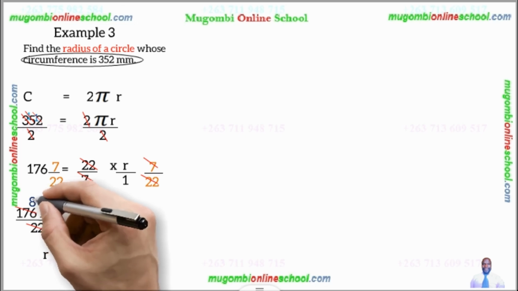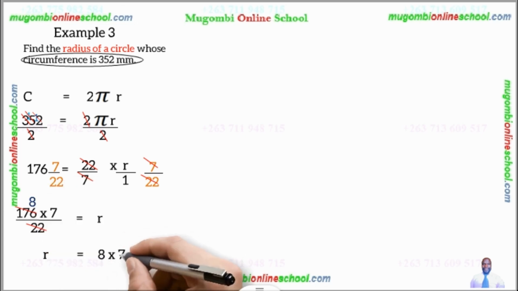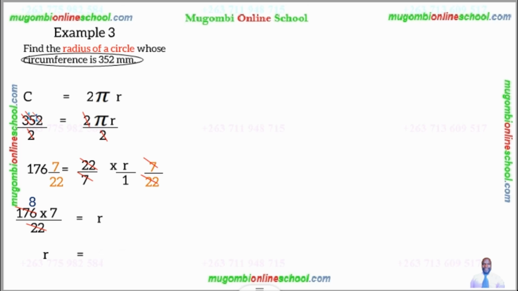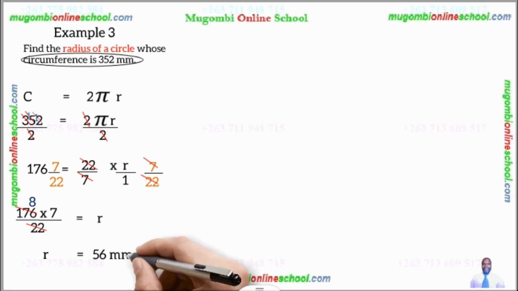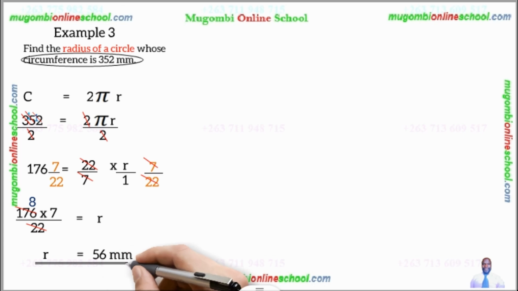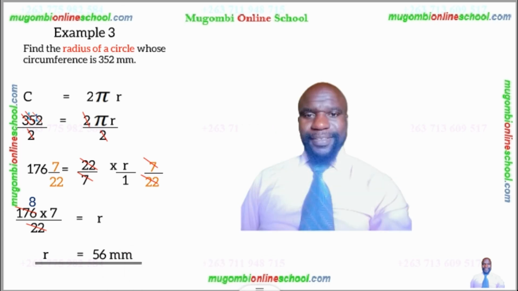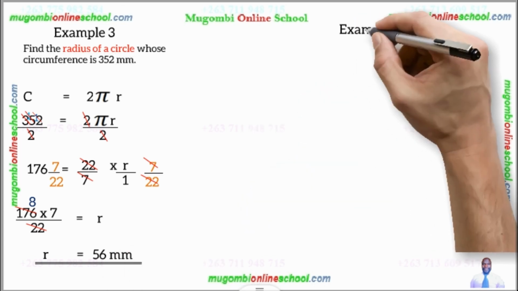Then 22 into 176, that's 8. Therefore, r is equal to 8 by 7, which gives us 56 millimeters. So that is the value of the radius. So the radius of this circle is also 56 millimeters.